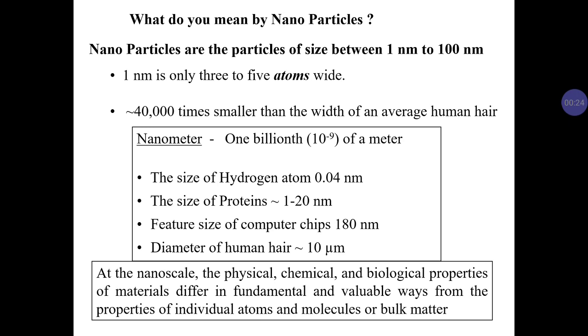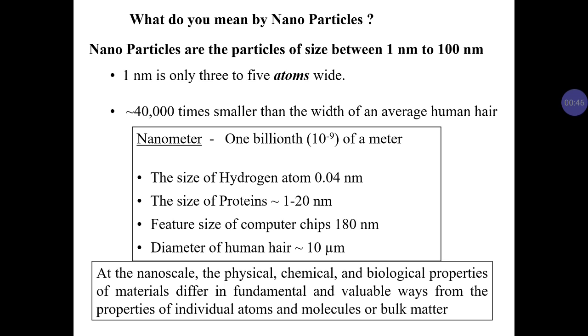So, what do you mean by nanoparticles? Nanoparticles are particles of size between 1 to 100 nanometer. If the particle size is between 1 to 100 nanometer, we say that it is a nanoparticle. The sizes can be either in only one dimension, or in two dimensions, or in all the three dimensions.